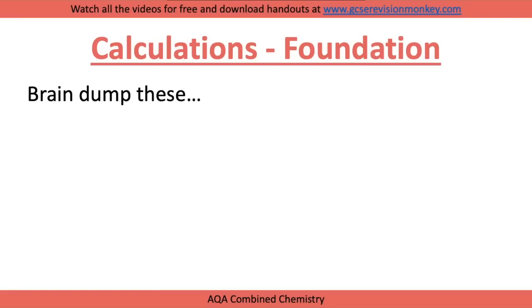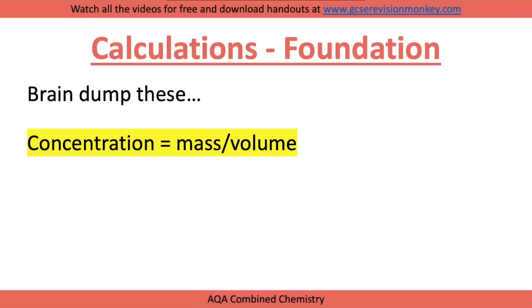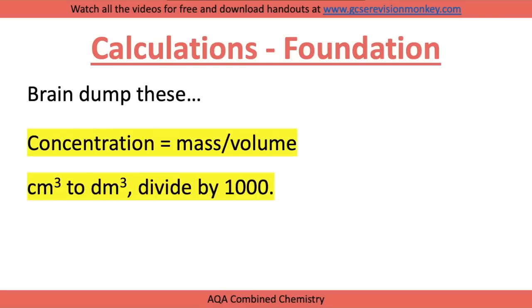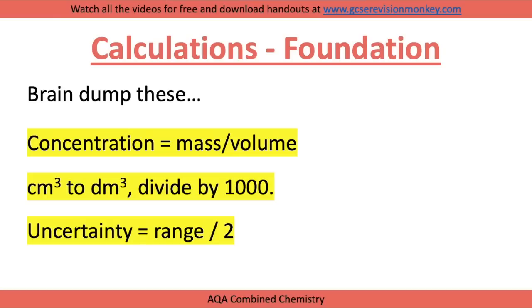What you may or may not be aware of is that the calculations from paper 1 can also come up in paper 2. So I would again recommend you to brain dump these at the start of the exam. Concentration equals mass divided by volume. That equation could come up again in paper 2. Remember, if your volume is in centimetres cubed, convert it to decimetres cubed first by dividing by 1000 to get that extra mark. Also uncertainty can come up in any paper. Uncertainty is equal to range divided by 2. So brain dump those at the start of the exam and they could come up in paper 2 as well as paper 1.